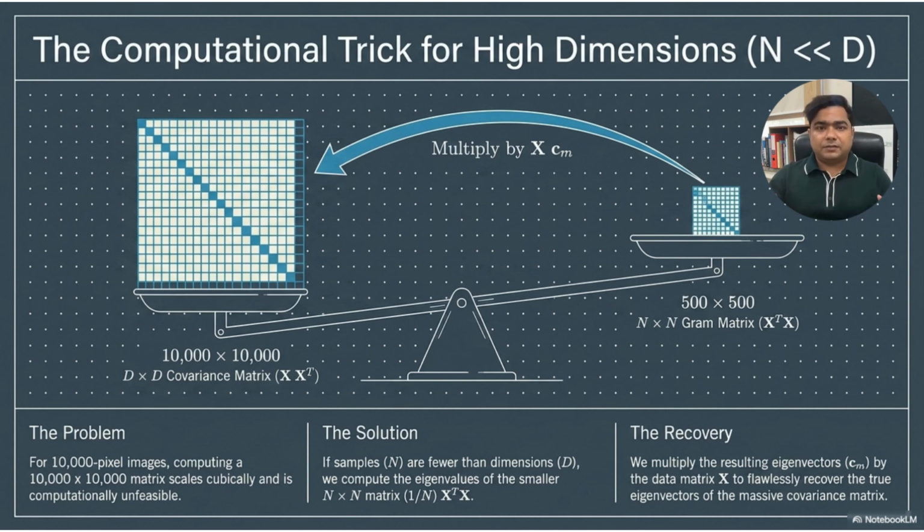After we find the eigenvectors of the smaller matrix, we multiply them by the centered data matrix to recover the true eigenvectors of the original high-dimensional covariance matrix. The recovery idea can be spoken like this: multiply the resulting eigenvectors by x centered. This trick makes PCA practical for high-dimensional datasets, especially image data, sensor data, and biological data. The main lesson is that PCA is not only mathematically elegant, it is also computationally efficient when implemented carefully.